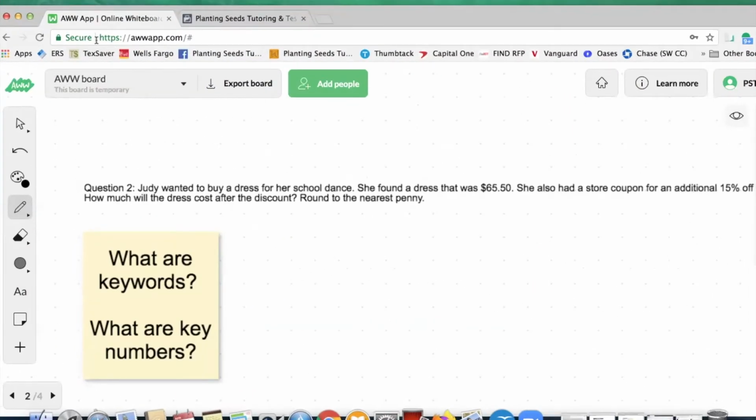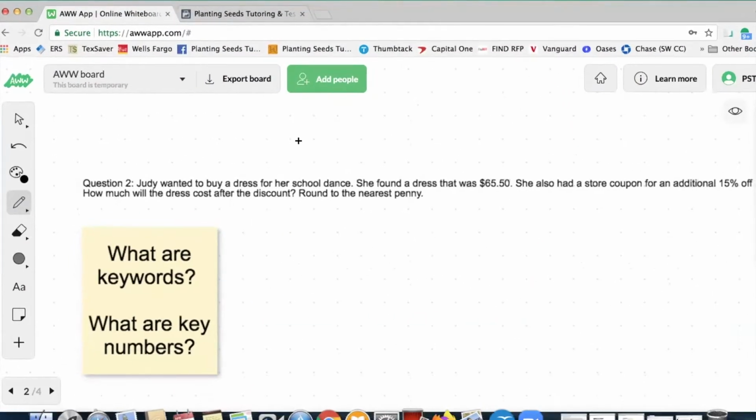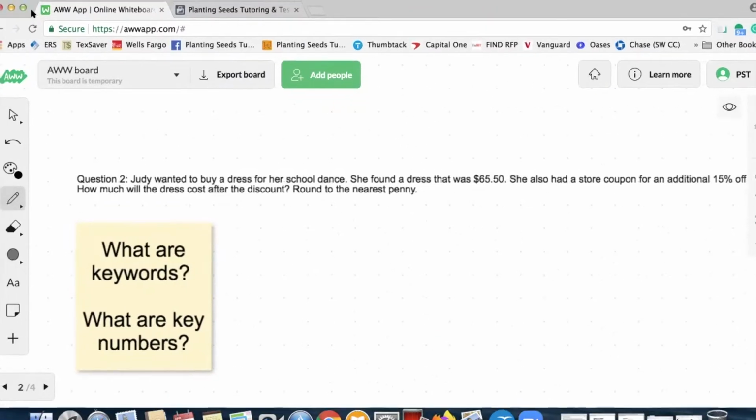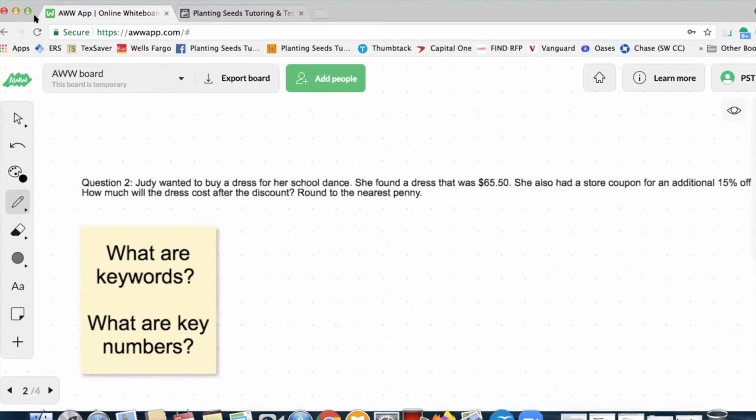Question two. Judy wanted to buy a dress for a school dance. She found a dress that was $65.50. She also had a store coupon for an additional 15% off. How much will the dress cost after the discount? Round to the nearest penny.